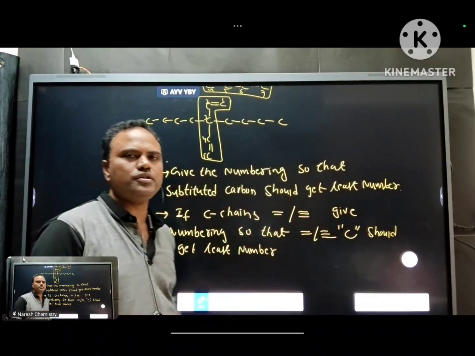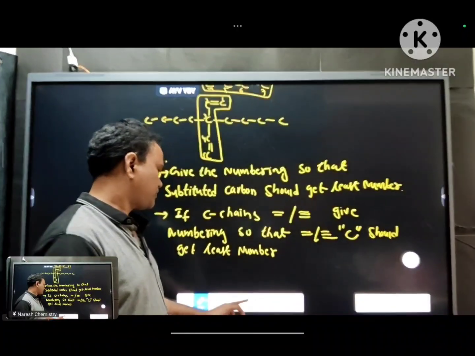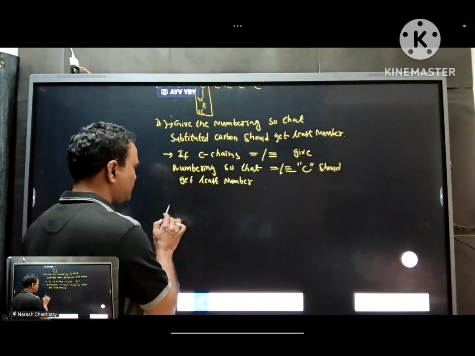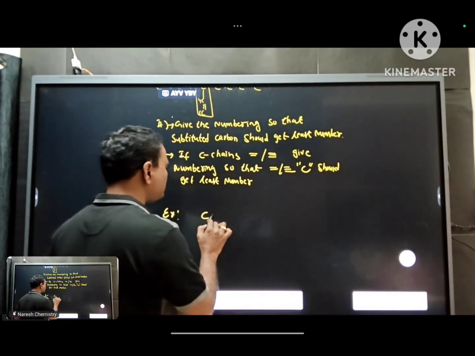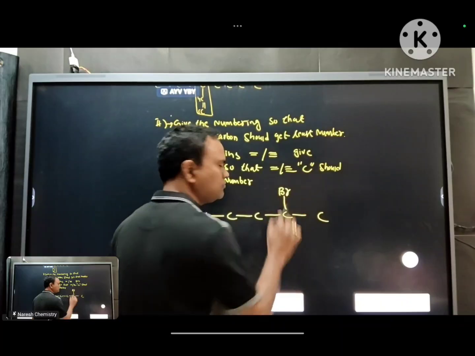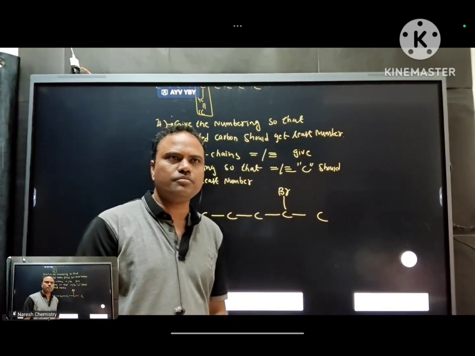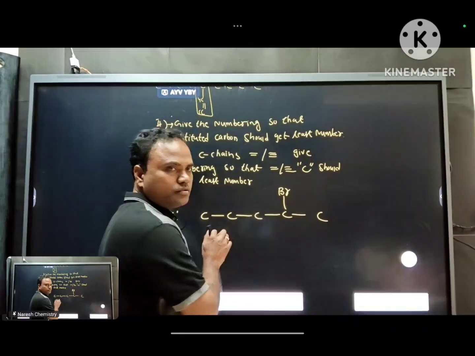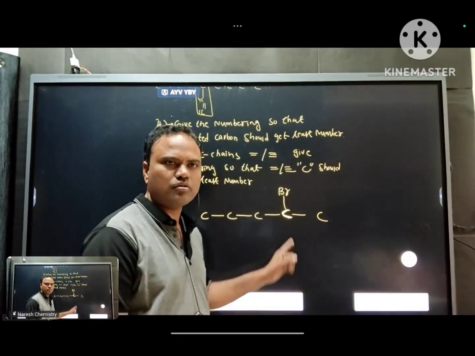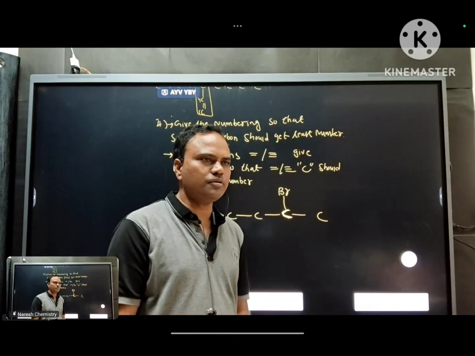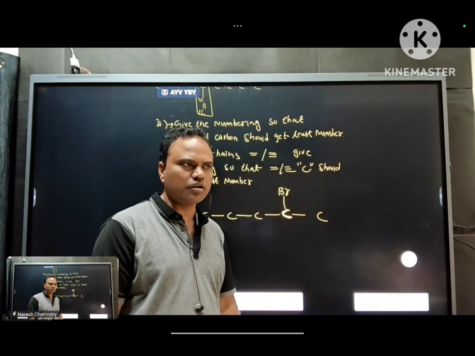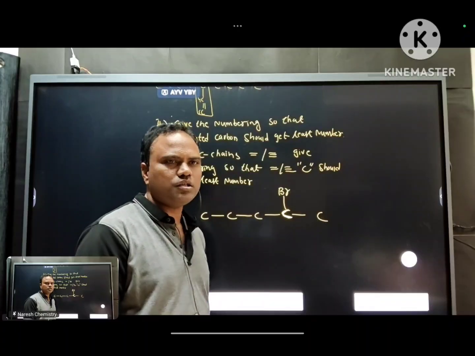I'll give 2 examples for these 2 statements. See the example. See, for this chain, how to give the numbering? If you go like this, 1, 2, 3, 4. This yellow carbon is called the substituted carbon because bromine is attached there. That carbon should get the least number.